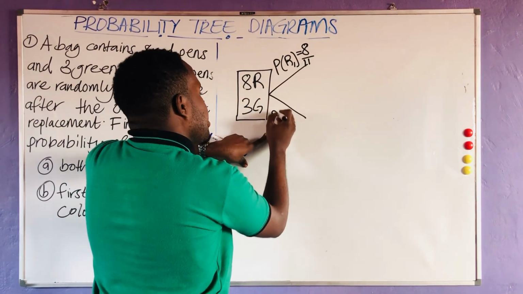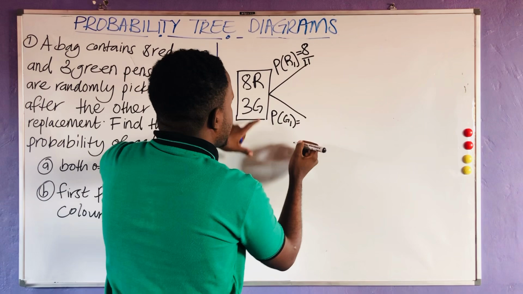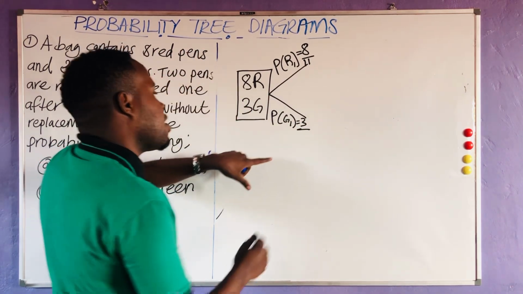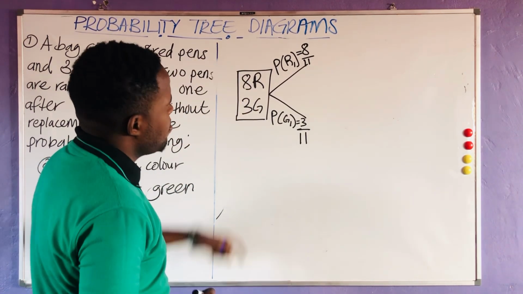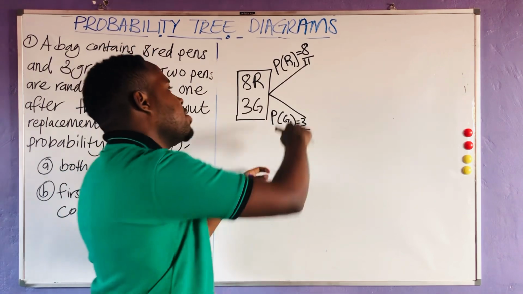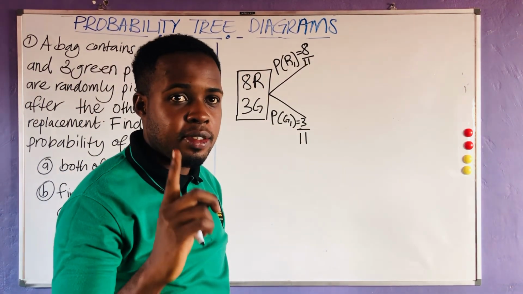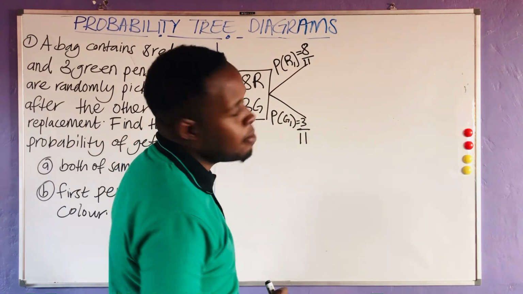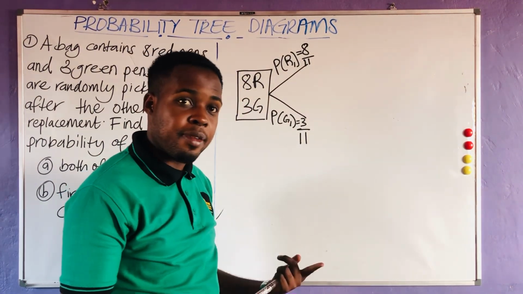Then the probability of picking a green pen first will be equivalent to 3 divided by the total number of pens, which is 11. Take note, whenever you form a tree, this is now called a branch. The sum of probabilities on a branch should always be equivalent to 1. When you add 8 over 11 to 3 over 11, you'll get 11 out of 11, which is a 1.